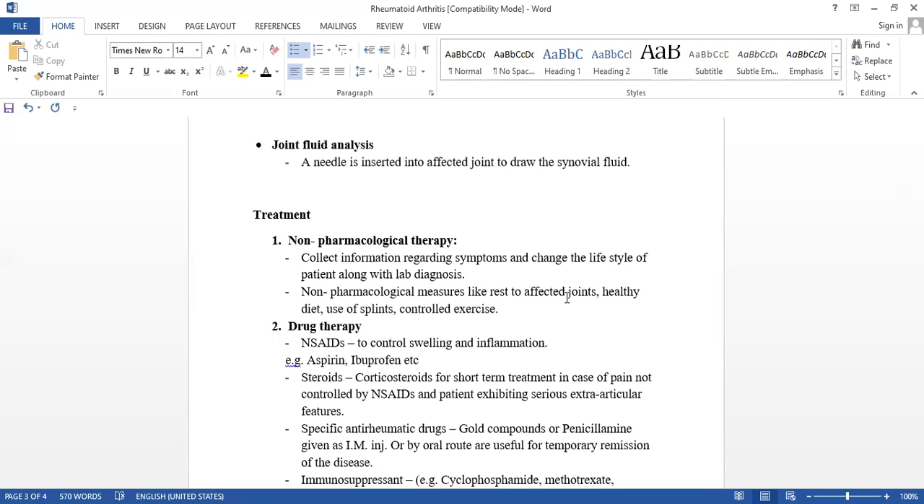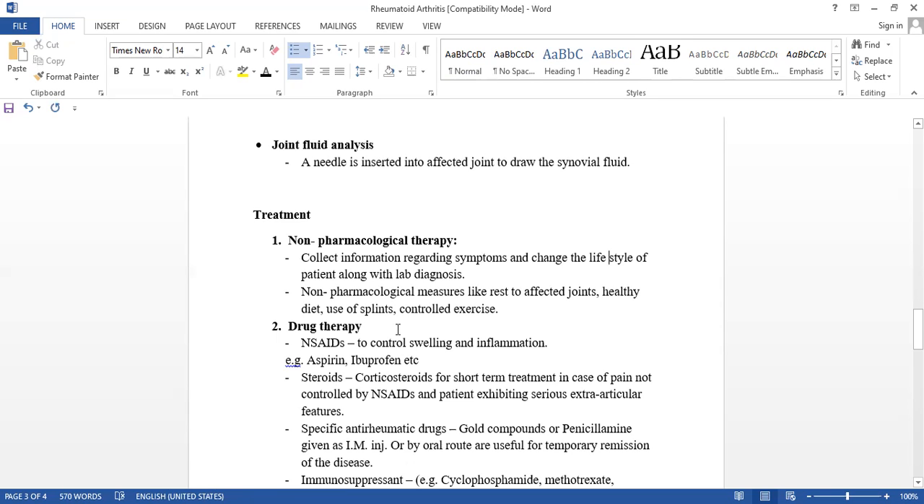Healthy diet, use of splints. Splints, support and controlled exercise, that only comes under the physiotherapy. Controlled exercise, under the supervision of the physiotherapist.